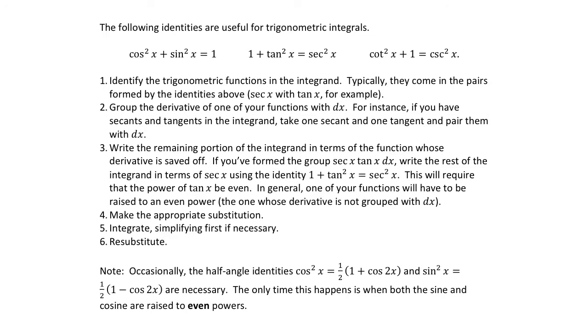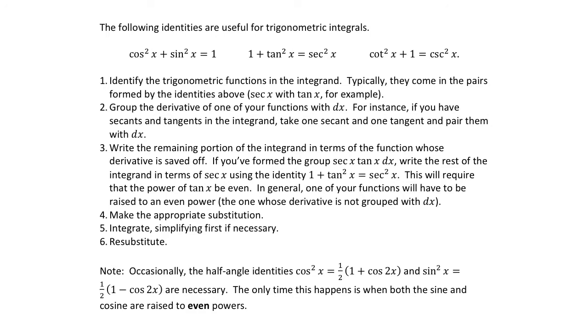The key then is to write what's left, the stuff that's not paired with the dx, in terms of the function whose derivative is paired with the dx. Make the substitution, integrate, simplify first if you need to, and then resubstitute.